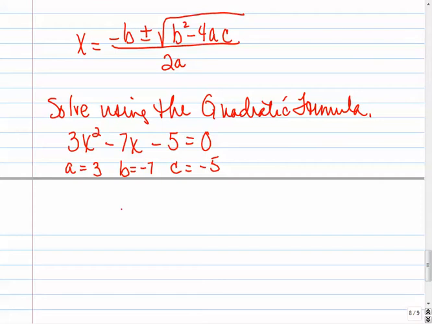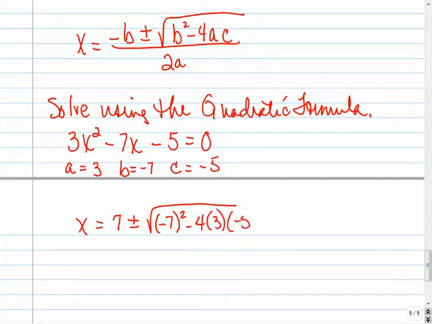So we're going to substitute in the quadratic formula, which means that x is equal to, now that's the negative of b, or the opposite of b. And b is a negative 7, so that changes to a positive 7. And plus and minus square root of b squared, so I'm going to put negative 7 in parentheses squared, minus 4 times a, which is 3, times c, which is negative 5. And this is all over 2 times a, or 2 times 3.